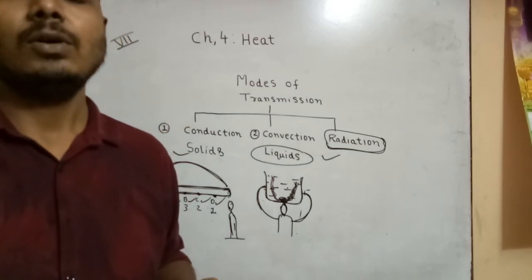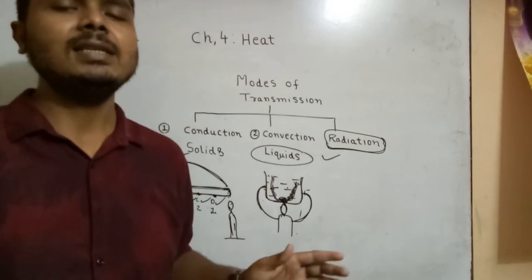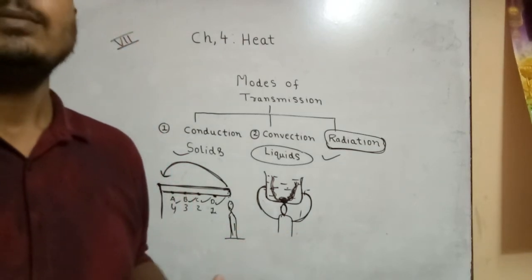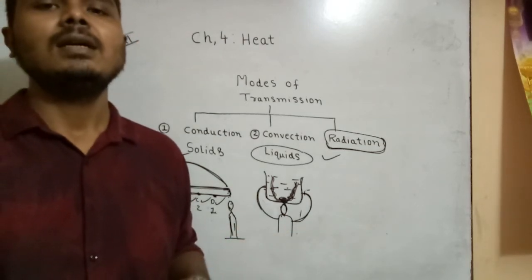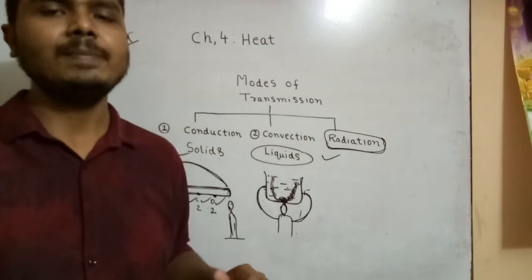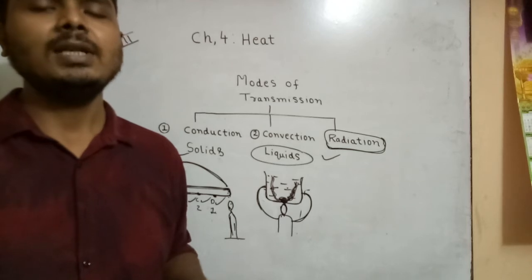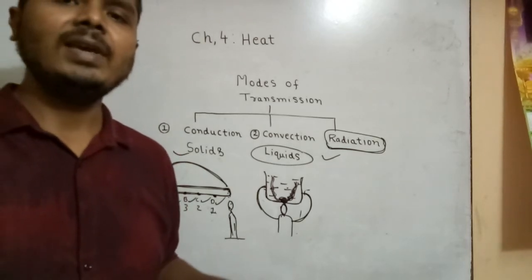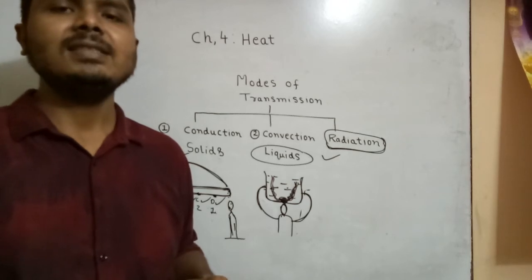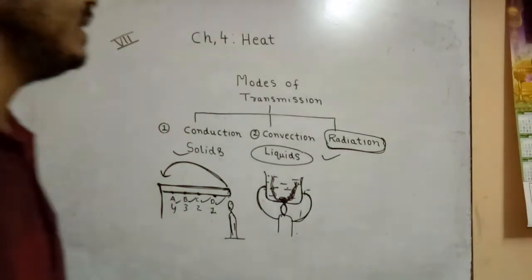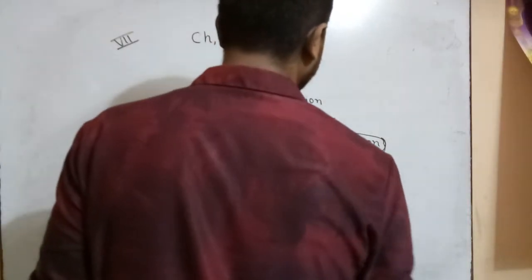From the sun to the earth, most of the path is devoid of any sort of medium. It is traveling in space, so here no medium is present. Still we get the sun's rays, or we see the sun's rays. That means no medium is required, and this mode of transmission of heat is called radiation, where no medium is required.